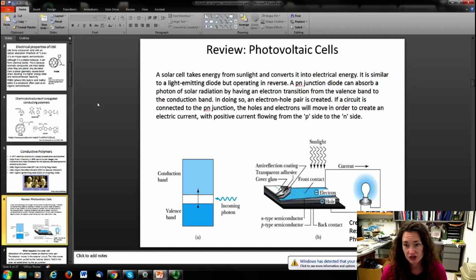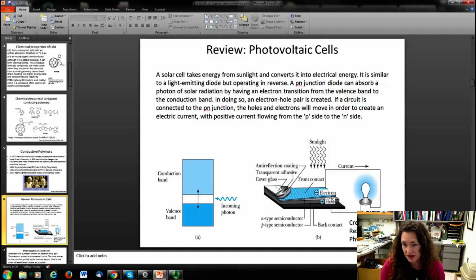and the positive current is going to flow from the P side to the N side. A typical silicon type solar cell looks sort of like this. You have an anti-reflective coating, a transparent adhesive, and some cover glass on there. The sunlight comes through. It goes through these coatings because those are all transparent.